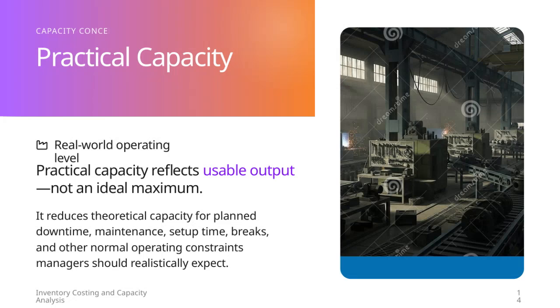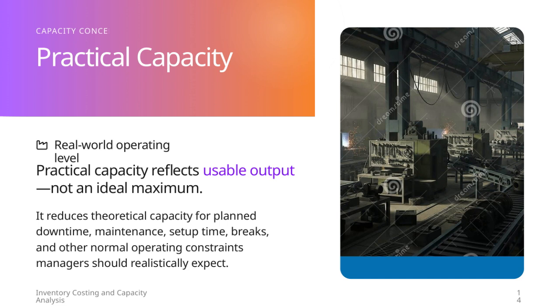Here, we're diving into the concept of capacity, specifically focusing on practical capacity. Practical capacity represents the real-world operating level of a system or process. Unlike theoretical or maximum capacity, which assumes everything runs perfectly without interruptions, practical capacity takes a more realistic approach. It reflects the usable output after accounting for planned downtime, maintenance activities, setup times, breaks, and other typical constraints that occur during normal operations. This means practical capacity gives managers a more accurate and achievable benchmark to work with.